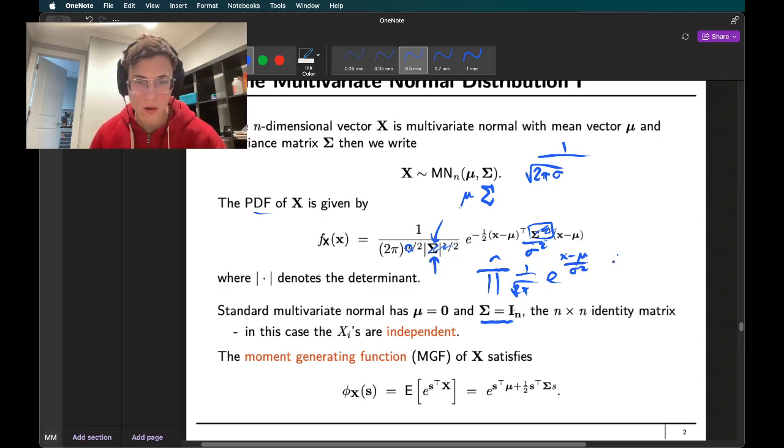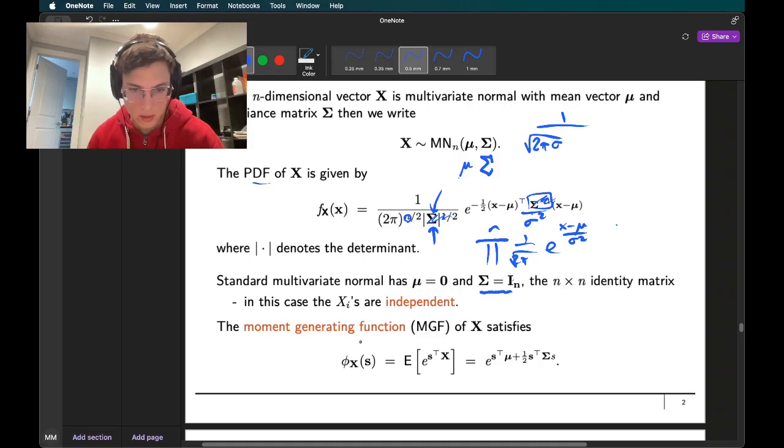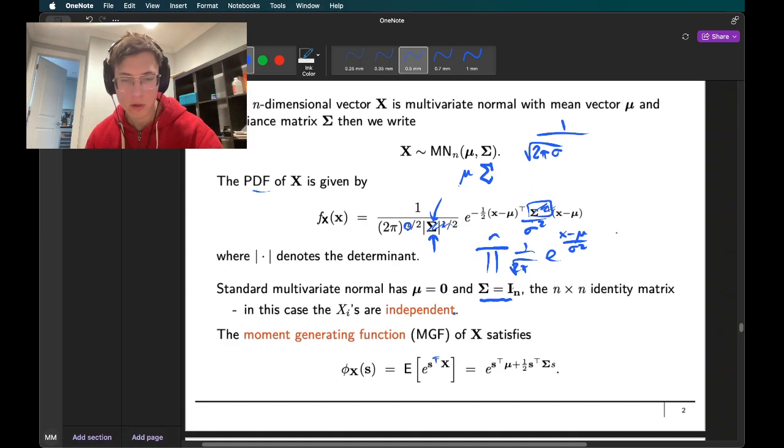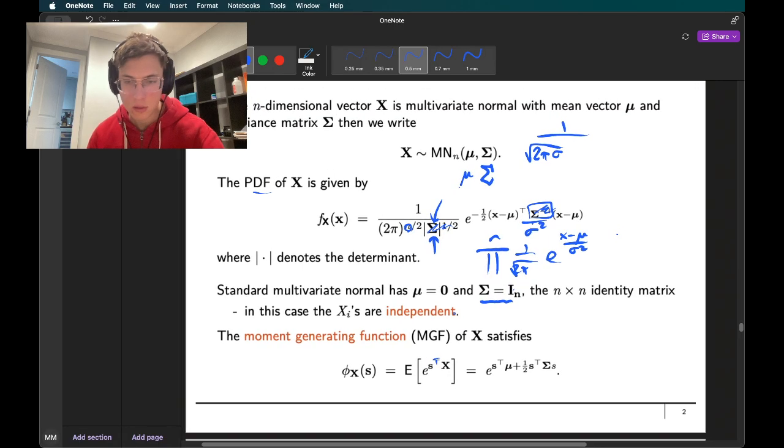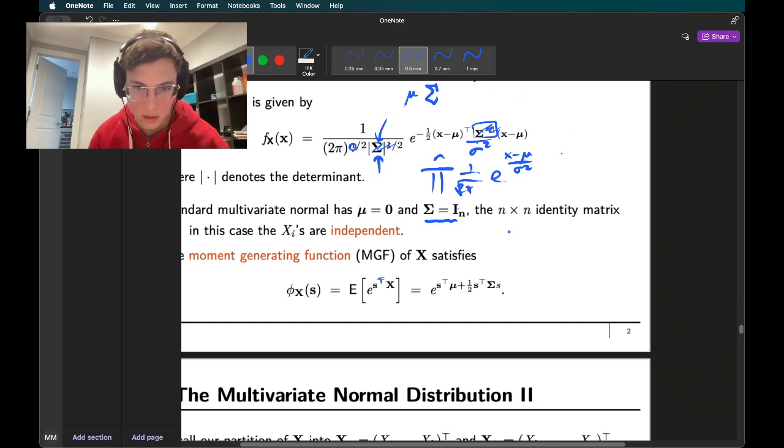random variables multiplied together. Okay, the moment generating function MGF of x satisfies phi of x of s is equal to e to the s transpose of x. So I didn't know what a moment generating function of x was, so I'm going to go into it. Let me take a little bit of space here, and I'm going to use t because I learned it in t. So from now on, let's just think about it in terms of t.